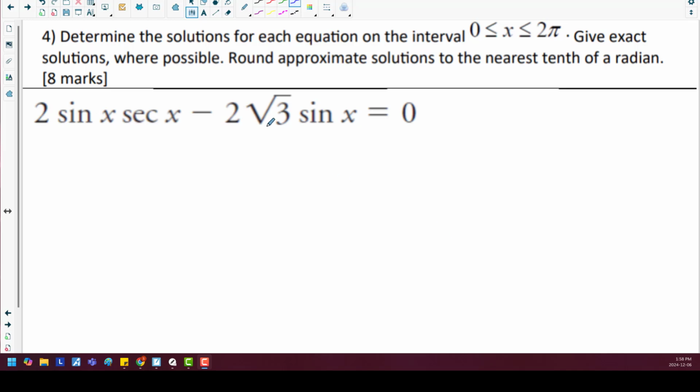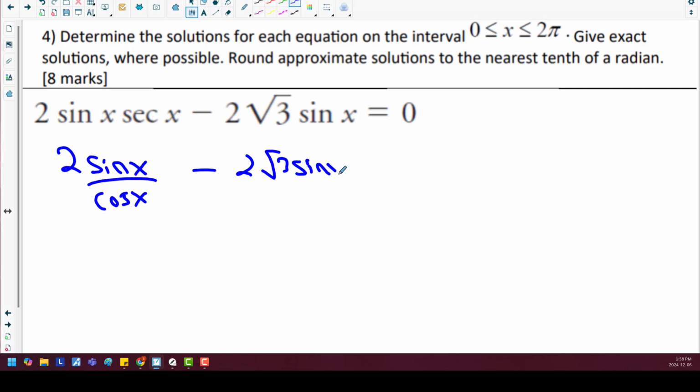And we're going to do this example, where we have 2 sine x secant x minus 2 root 3 sine x equals 0. For this, the first thing to do is write everything in terms of sine and cos. So I'm just going to do 2 sine x over cos x, because secant x is just 1 over cos x. This is just minus 2 root 3 sine x is equal to 0.